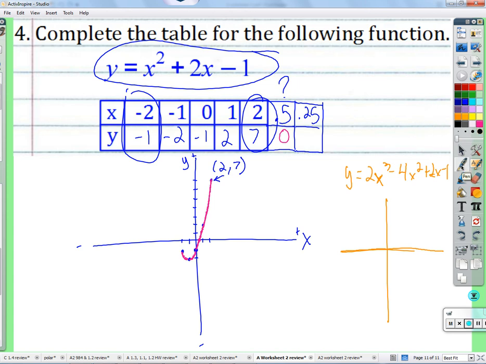So again, the question is, if I want to figure out what the graph of this looks like, where do I start? I gotta start somewhere. We talk about finding some points and plotting those points, and then I ask, where do those points come from?